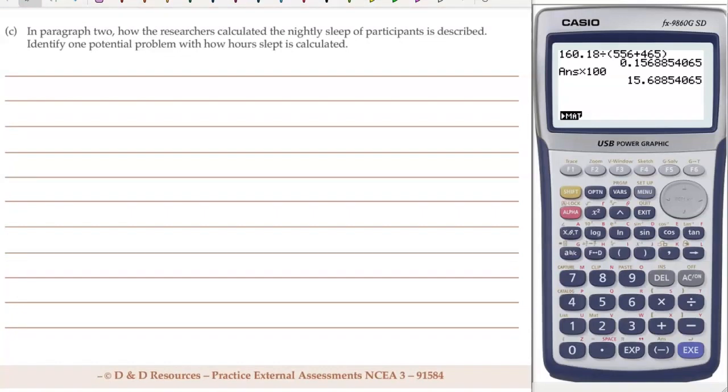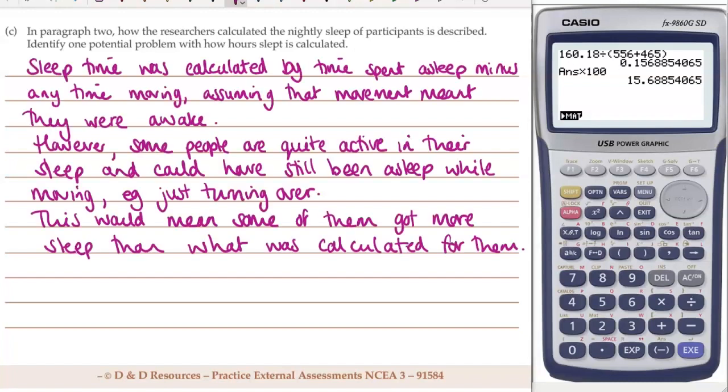For part C, the researchers calculated their nightly sleep according to how much movement they had. So it was the time that they were asleep minus any time that they were moving, assuming that movement meant that they were awake. And there's a potential flaw there, because people can be really active in their sleep and not actually be awake, but be rolling over or moving about a little bit within the bed, but still asleep. So that means that some of our participants would have had a lower number recorded than what they actually slept.